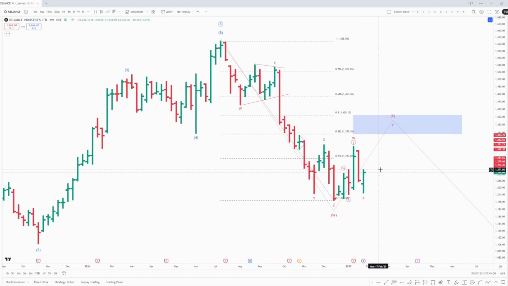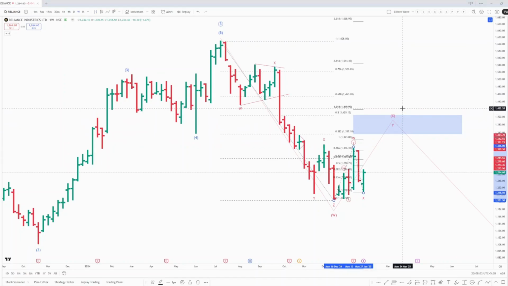Y should be at least equal to W or 1.6 times, which is common for Y because Y is typically larger. But in certain cases, it could even be smaller. So if I have to project, let's see. So equality comes at 1343 and 1.6 times come at 1420.